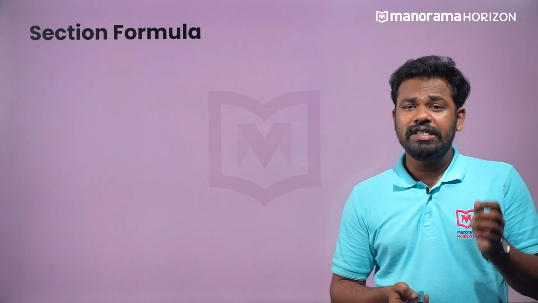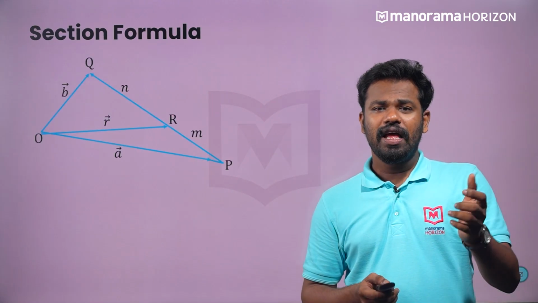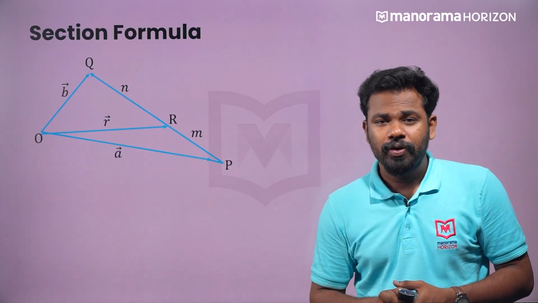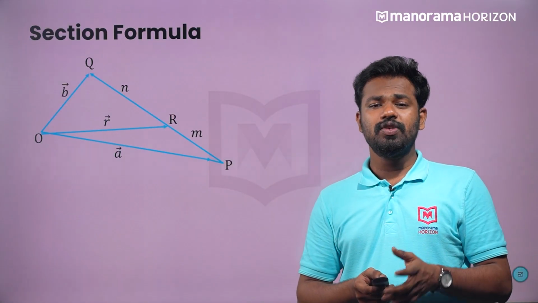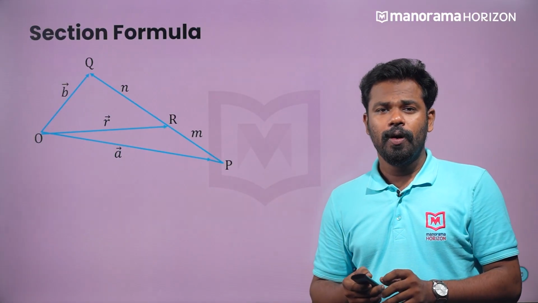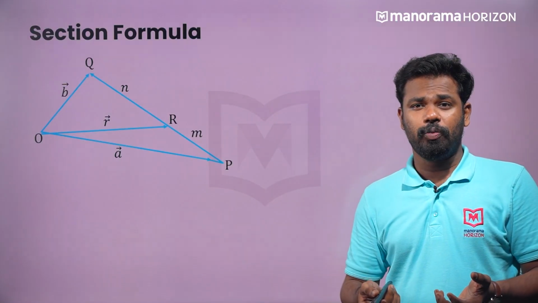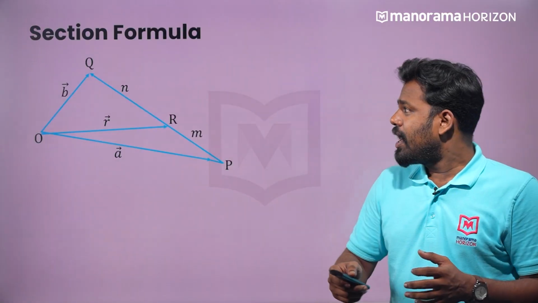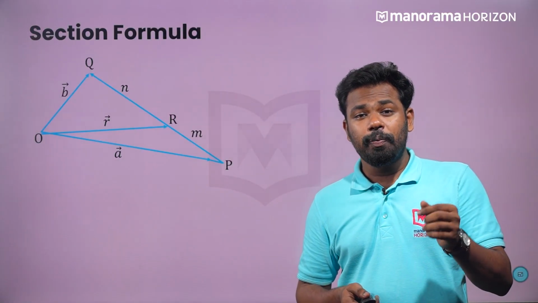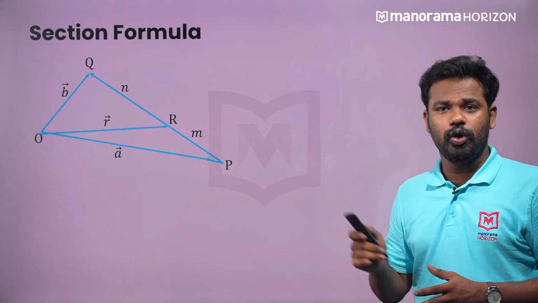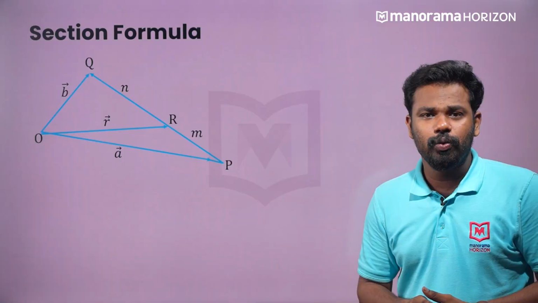Now it is time for us to discuss another important topic. What is that? The section formula. For that, consider two points P and Q. Here OP and OQ represent the position vectors with respect to the origin O. Then the line segment joining the points P and Q may be divided by a third point, say R, in two ways, which can be either internally or externally. Now we are going to find the position vector for the point R with respect to the origin in both cases one by one. Let's find it for the internal as well as the external one.